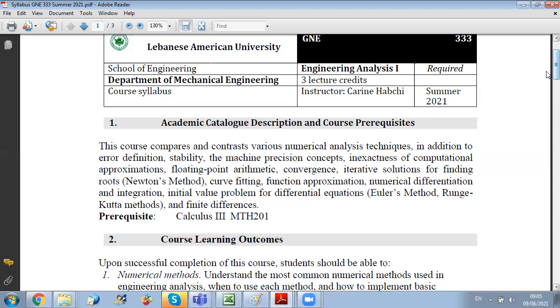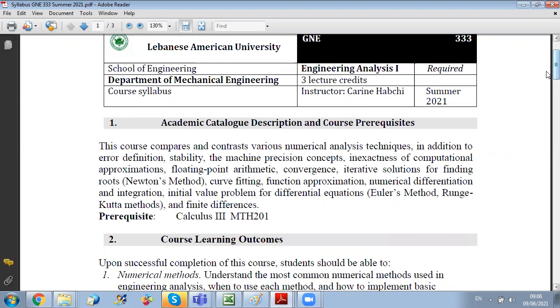What is the error definition? What is an acceptable error, for example? You will see the stability of a solution and the machine precision concept. For example, you will see what the precision of a calculator is, what the precision of a computer is, and what error we can have when we use this equipment. And we will see the inexactness of computational approximations. What is floating point arithmetic?